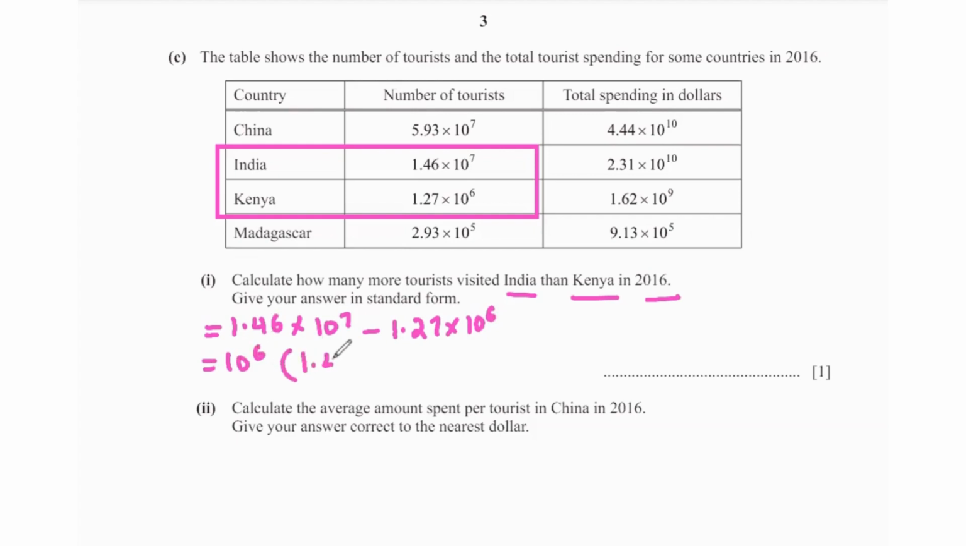So that's going to leave me with 1.46 times 10 minus 1.27, which is basically going to equal to 10 to the power of 6 times 13.33. You have to give the answer in standard form. So it's going to be 1.333 times 10 to the power of 7. We move the decimal one place to the left because in standard form, your decimal should come after the first digit. And the first digit has to be a non-zero digit. So it becomes 1.333. And since we move the decimal one place to the left, we add 1 to the power. So 1.333 times 10 to the power of 7.